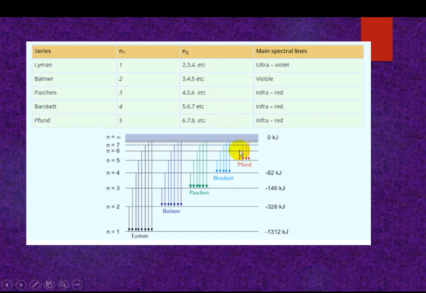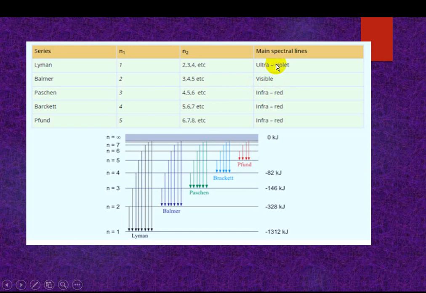And the Pfund series is when n1 equal to 5, when electrons transition from higher energy levels to 5: 6 to 5, 7 to 5, 8 to 5, and so on. This is called the Pfund series. This is infrared. We don't see this light. But when light comes to n equal to 2, this is the visible region. This color we can see. The Balmer series we can see, where n1 equal to 2 and n2 equal to 3, 4, 5, 6, 7, 8, etc.